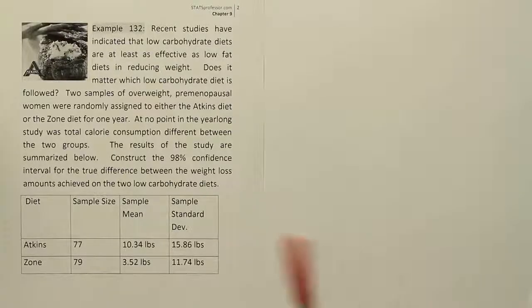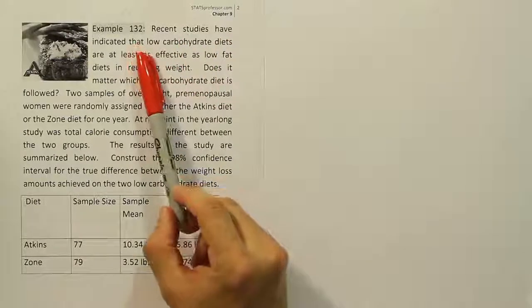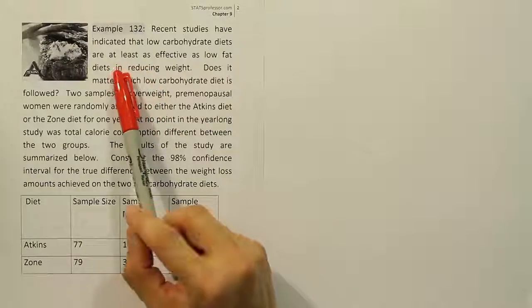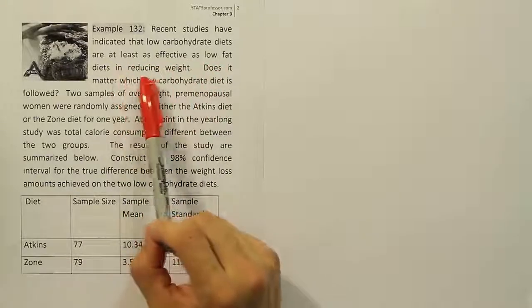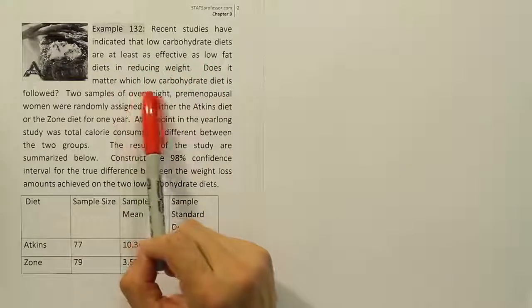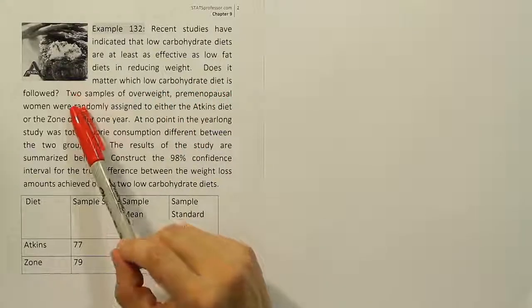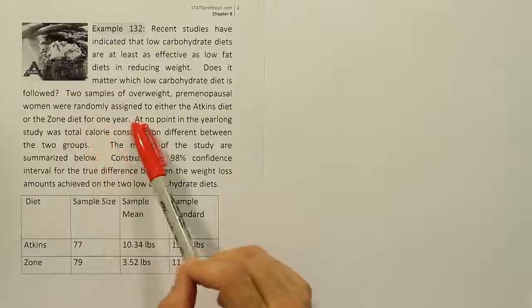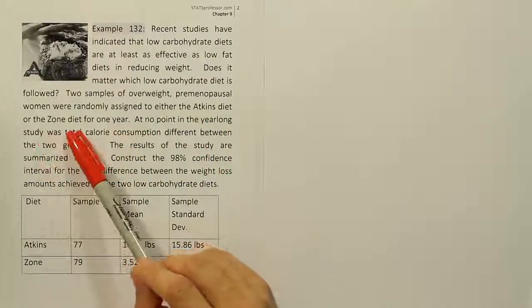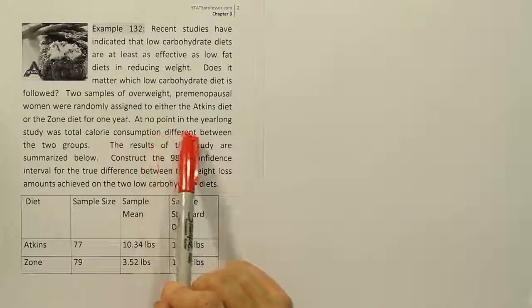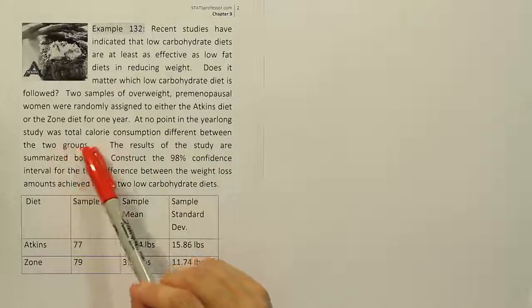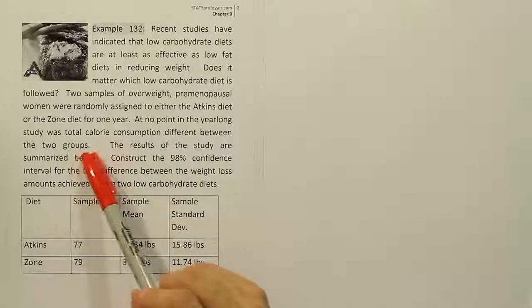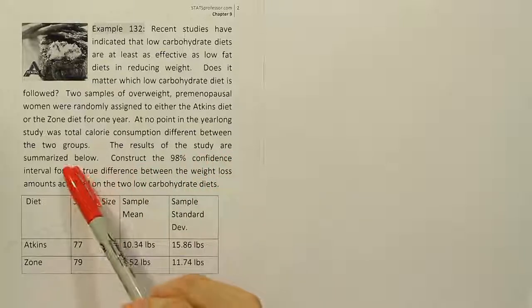Example 132. Recent studies have indicated that low carbohydrate diets are at least as effective as low fat diets in reducing weight. Does it matter which low carbohydrate diet is followed? 2 samples of overweight premenopausal women were randomly assigned to either the Atkins diet or the zone diet for 1 year. At no point in the year-long study was total calorie consumption different between the 2 groups. The results of the study are summarized below.